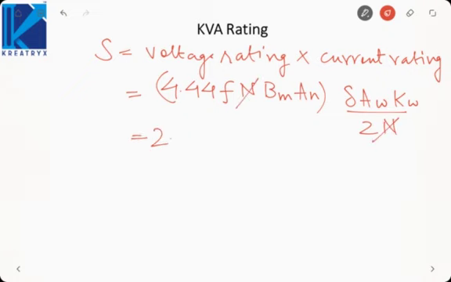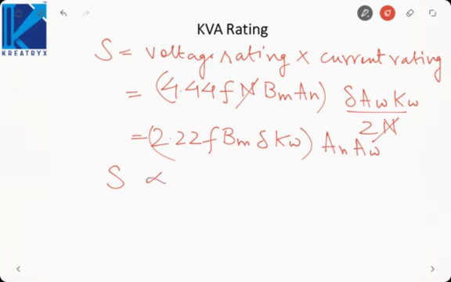So it will be 2.22 F Bm delta KW AN into AW. So kVA rating is proportional to area square, or we can say dimension raised to the power 4. So if we make all the dimensions of the transformer twice the original value, then kVA rating goes up by 16 times. Okay, that is how kVA rating depends on the dimension of the transformer.